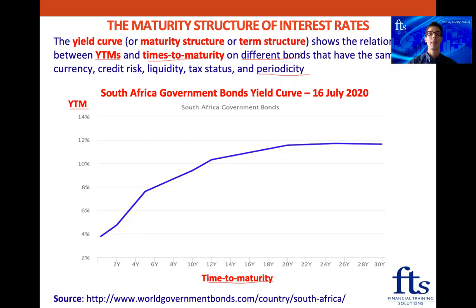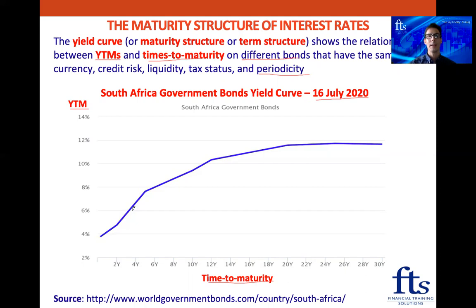So here we've got a nice example of South African government bonds. So this is obviously bonds issued by the government when they need to borrow money. And this is what the yield curve looked like on 16 July 2020. And this is actually when I made the slide. I'm only recording it in December 2020, but it hasn't really changed that much, which we'll talk about in a minute. But let's see what we've got here on 16 July 2020.